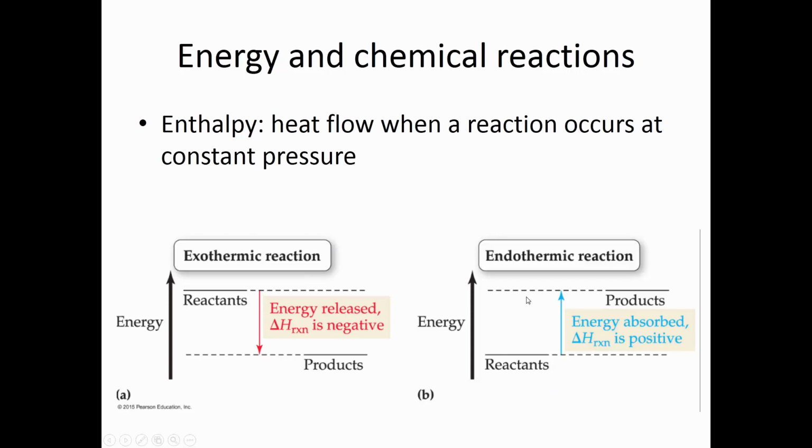In an endothermic reaction, energy is absorbed as the reaction takes place. So the products are a higher energy than the reactants. Delta H is positive in this case. Be aware of the difference between exothermic and endothermic reactions, both in terms of where the heat is flowing, how the reactants and products are compared based on their energy, and the sign of delta H associated with that transfer of energy.